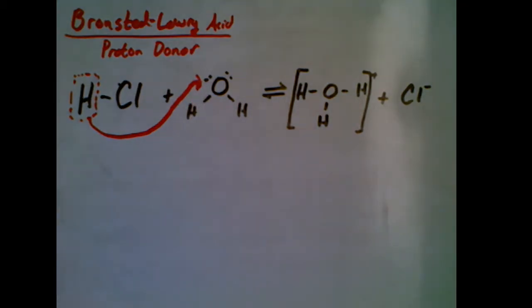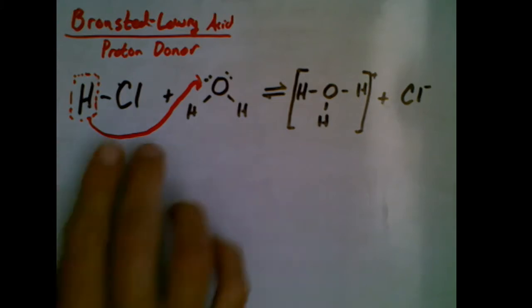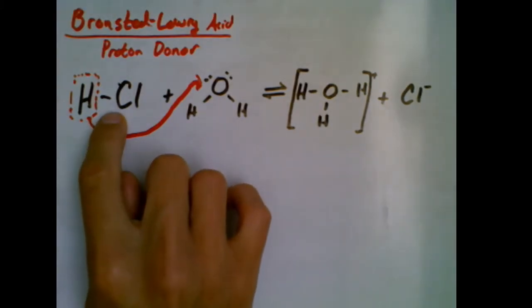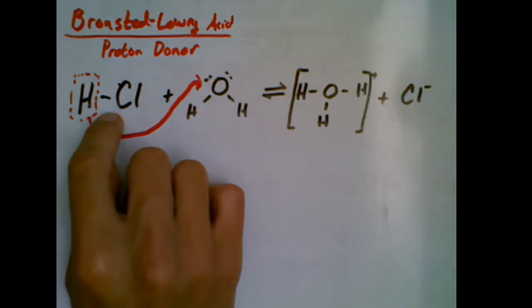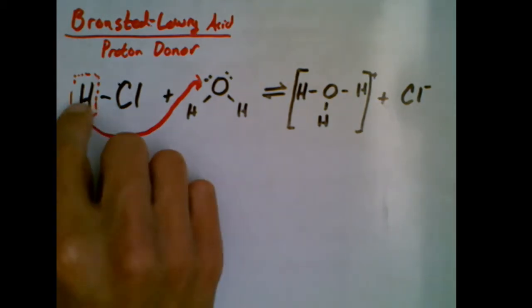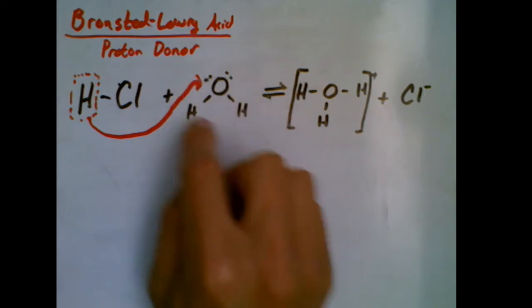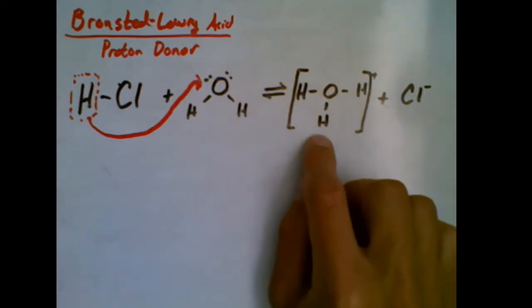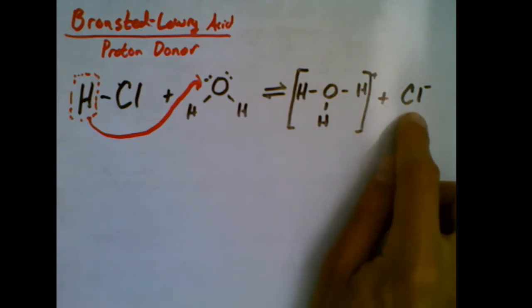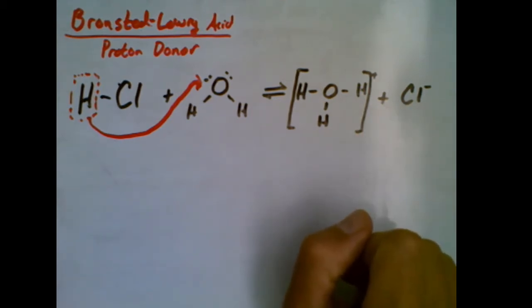This was what we called an ionization reaction. Remember, that's when a covalent compound reacts to produce ions. So our covalent hydrochloric acid is giving away its proton to the water, producing H3O+, which we called the hydronium ion, and it also produced Cl-.